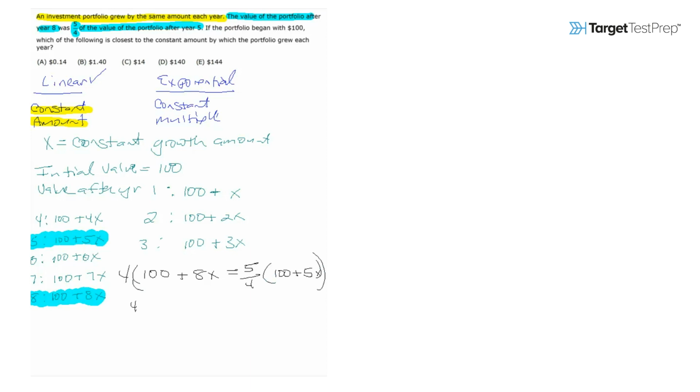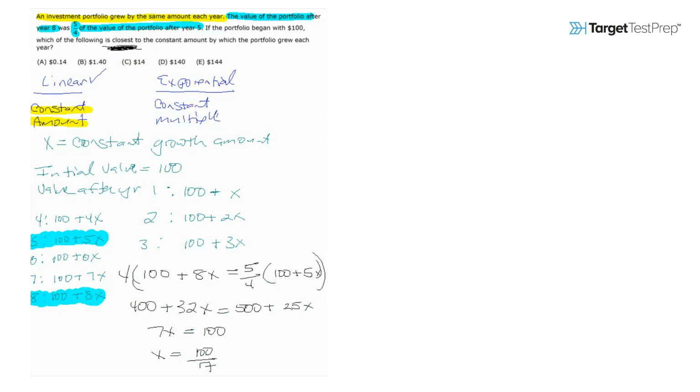All right, that'll give us 400 plus 32X is equal to 500 plus 25X. Shuffle these terms around. We're going to get 7X is equal to 100, or X is equal to 100 over 7. And of course, the question is saying, which of the following is closest to, which is a key indicator that some estimation is in order here.